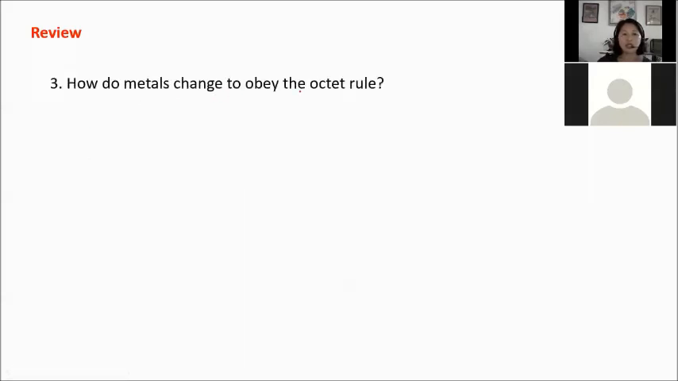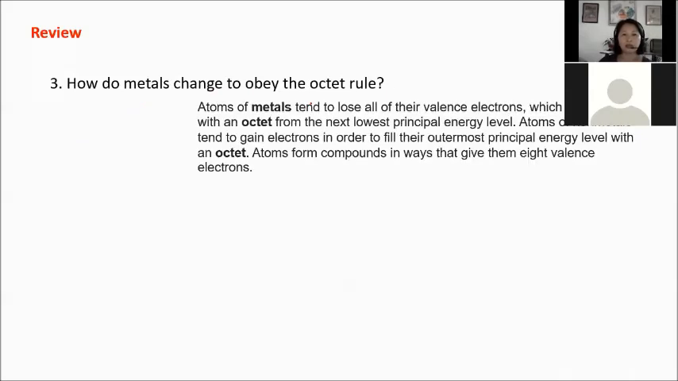How do metals change to obey the octet rule? Of course, we mentioned this earlier. Atoms of metals tend to lose all their valence electrons, which leaves them with an octet from the next lowest principal energy level. So by giving up electrons from the outer level, metals become stable in the next lowest energy level.